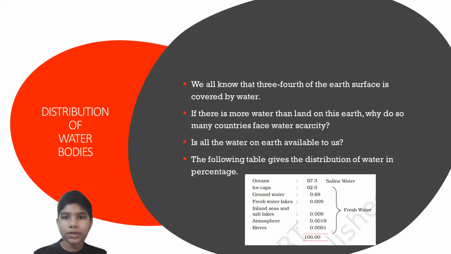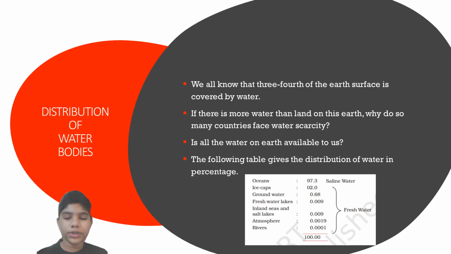We all know that three-fourths of the Earth's surface is covered by water. If there is more water than land on this earth, why do so many countries face water scarcity? Is all the water on the earth available to us? The following table gives the distribution of water in percentage.